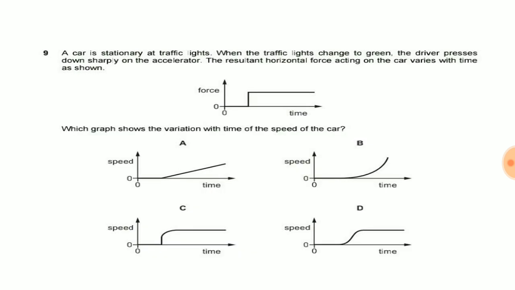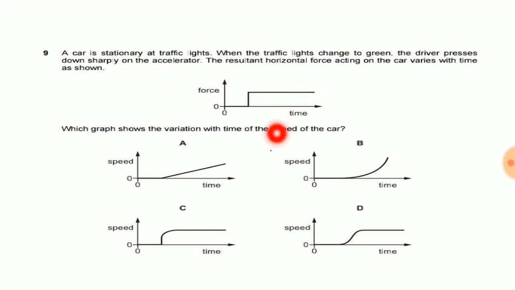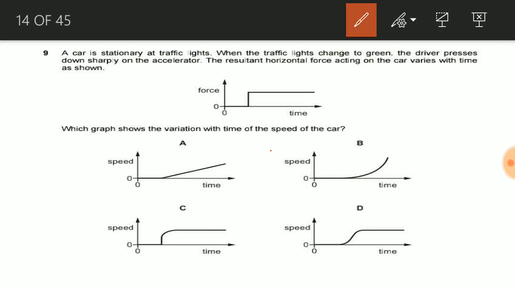Now let us see question number 9. In this question, a car is stationary at a traffic light. Because of that, the car is exerting no force here. This is a straight line. When the traffic light goes green, it travels with a constant force. At first it was at rest, and then it is moving with constant force. We know that in the relation F is equal to ma, m is always constant, so constant force means acceleration should be constant.